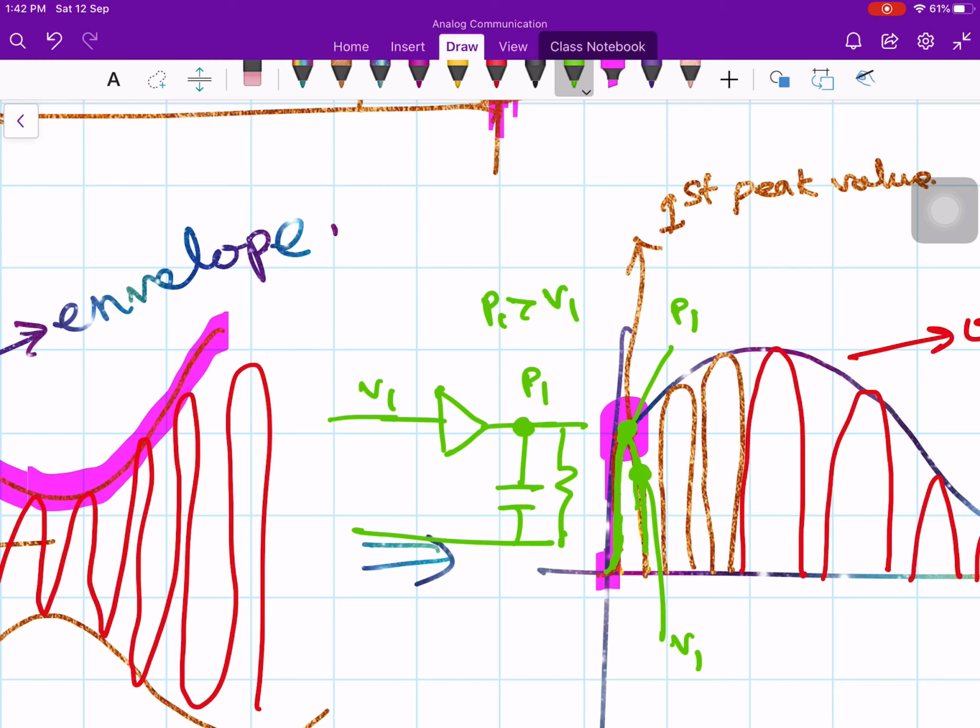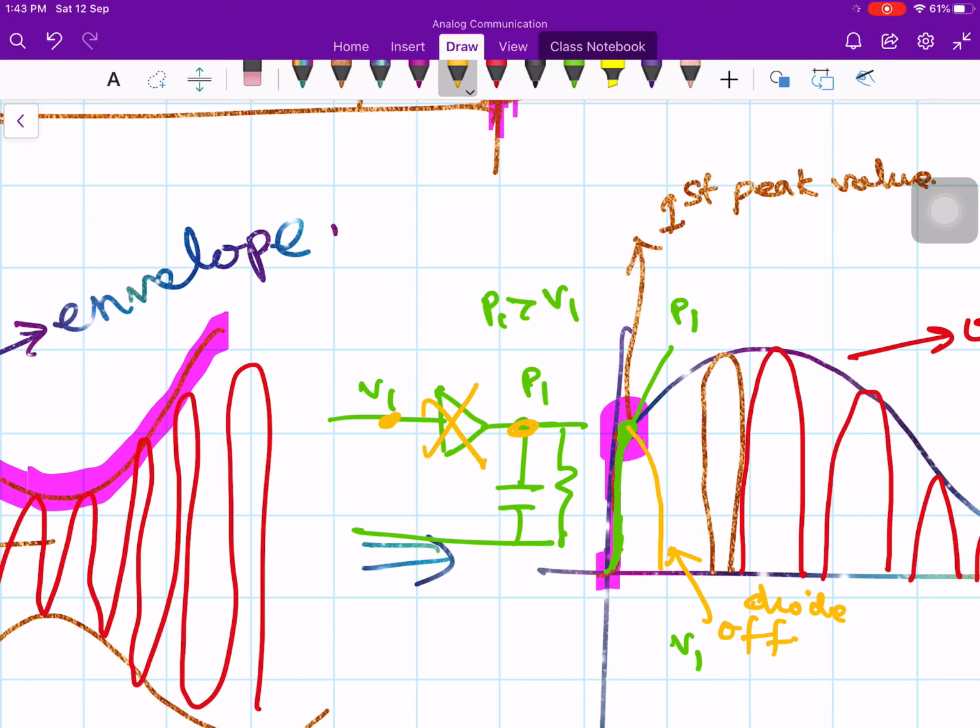Therefore in this portion, the diode will not conduct. In this yellow portion the diode will be off, because the cathode potential will be larger than the anode potential. Therefore the diode is switched off, because it becomes reverse biased and it stops conducting. If it stops conducting, what will happen? This diode will be open circuited, like this.